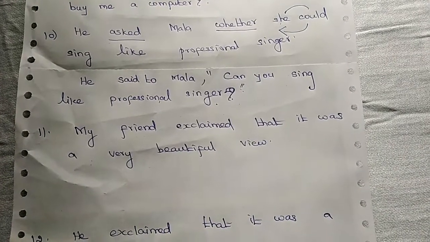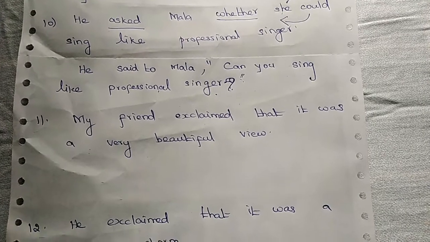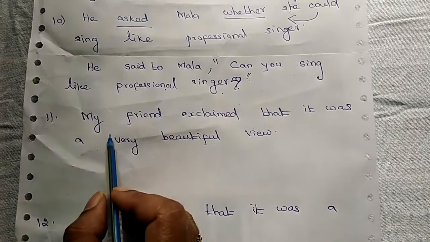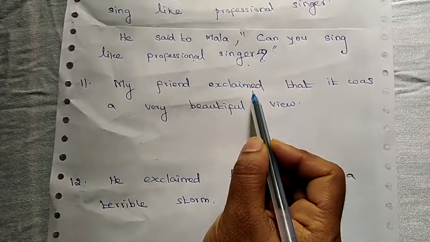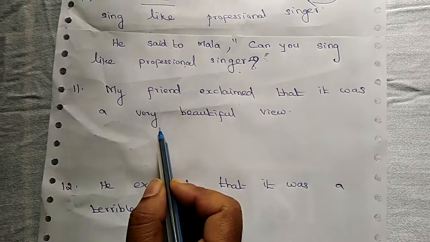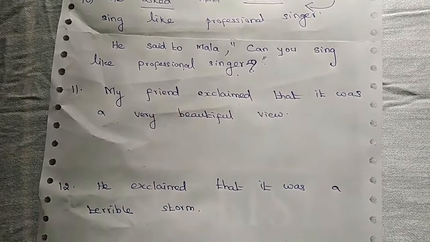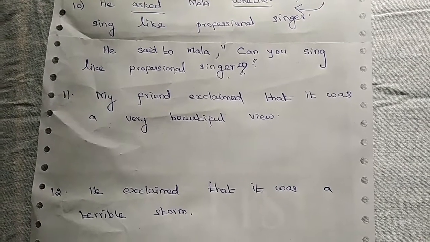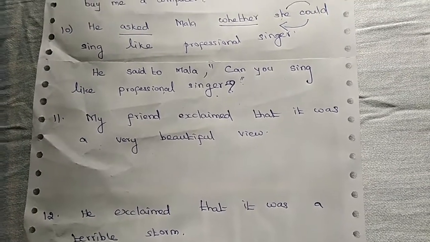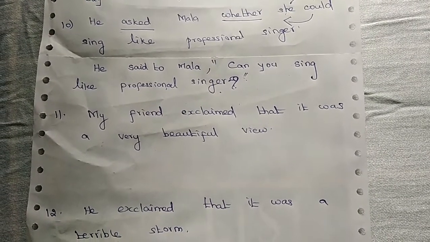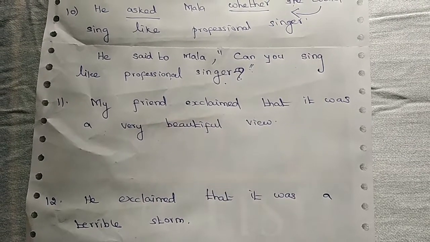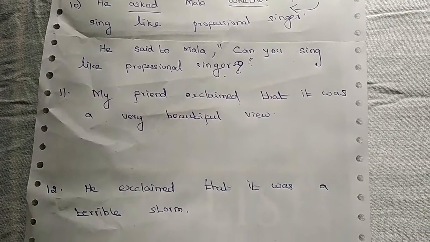So, now we have seen how to change the interrogative sentence, WH question as well as yes or no question, into the direct form. Now, we can move to the next type. My friend exclaimed that it was a very beautiful view. Can you identify what type of sentence it is? Yes, it's an exclamatory sentence. How did you identify that? Yes, the word exclaimed is there, and also we have used the connecting word that.